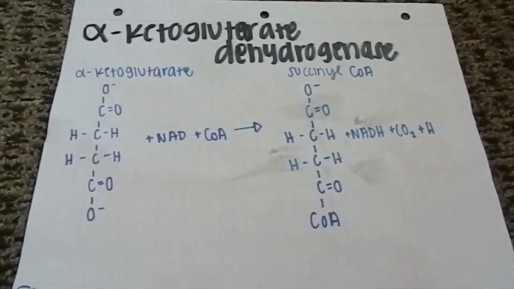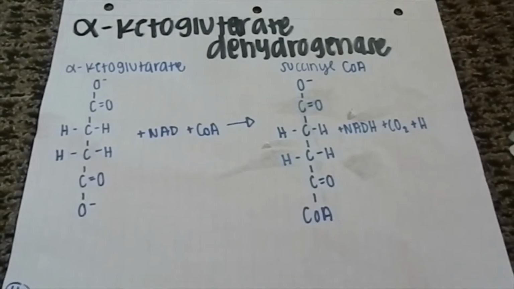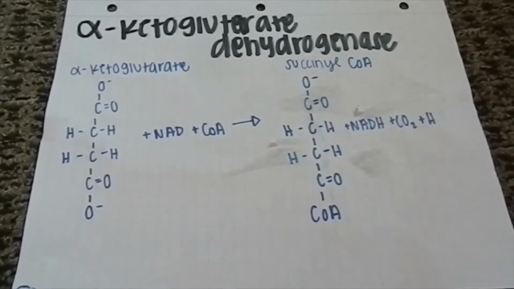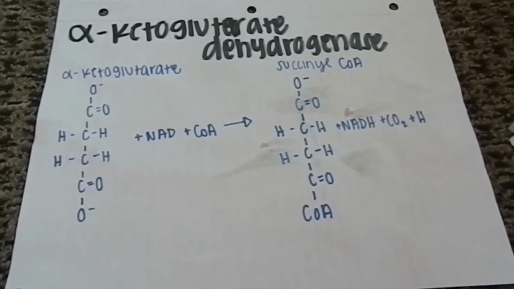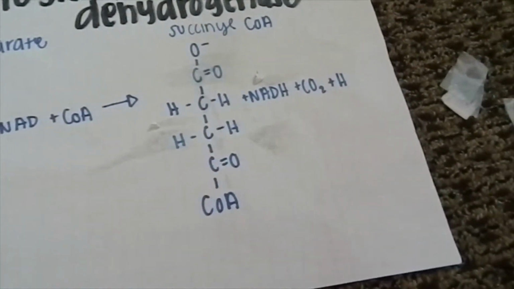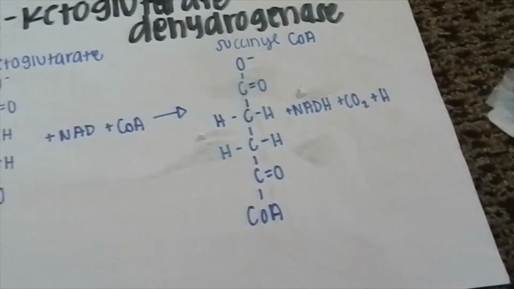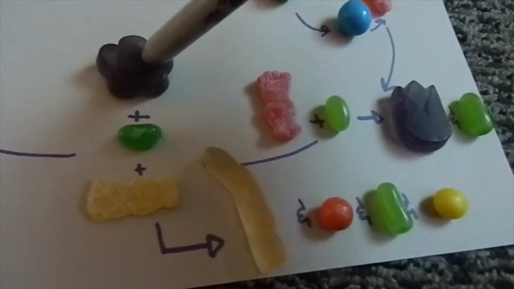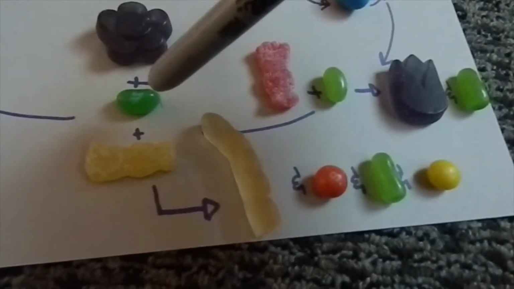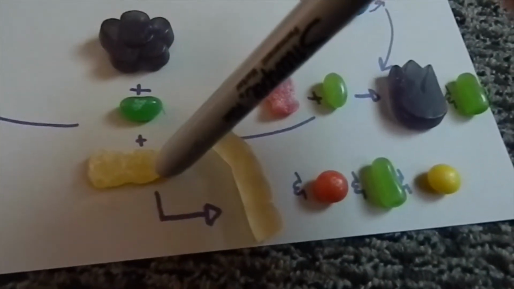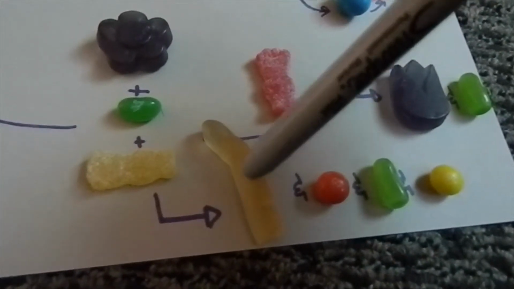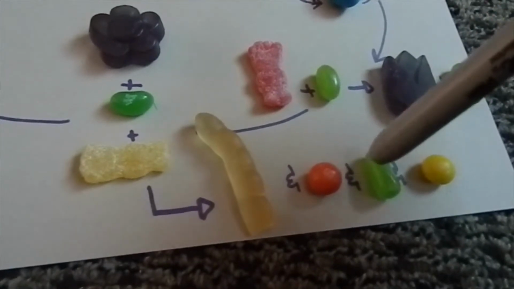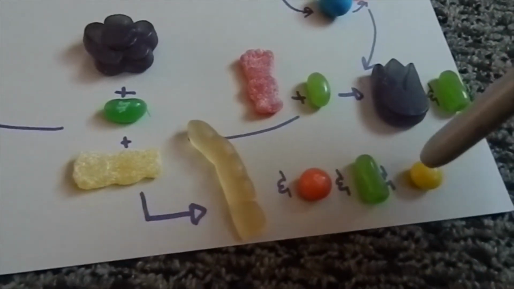In the fourth reaction, with the addition of NAD and coenzyme A, the ketoglutarate dehydrogenase produces succinyl coenzyme A, NADH, CO2, and 1 hydrogen molecule as its product. In my model, the alpha ketoglutarate is shown right here, and that's combined with the NAD molecule and the coenzyme A molecule, which then produces the succinyl coenzyme A, an NADH molecule, a carbon dioxide molecule, and 1 hydrogen molecule.